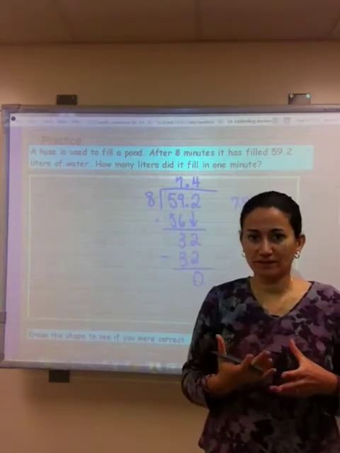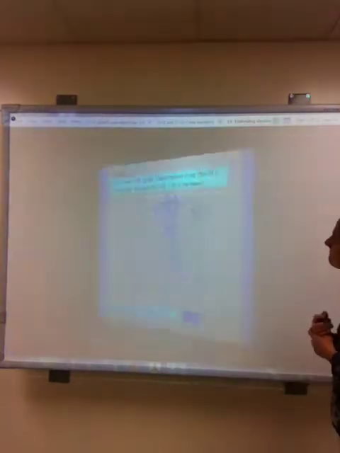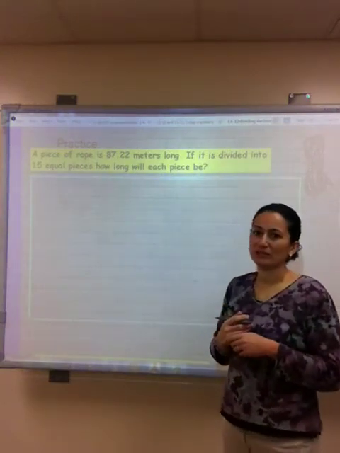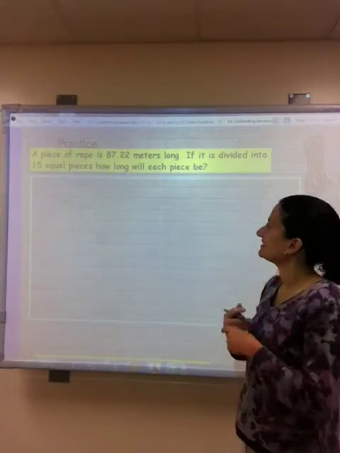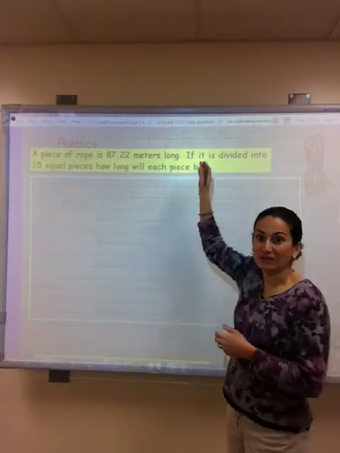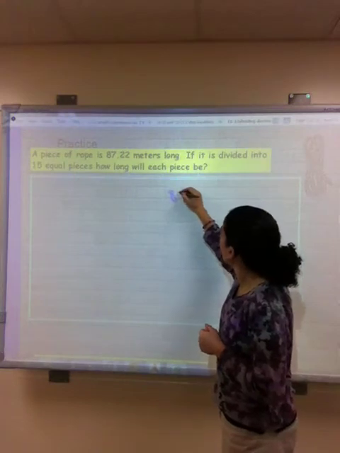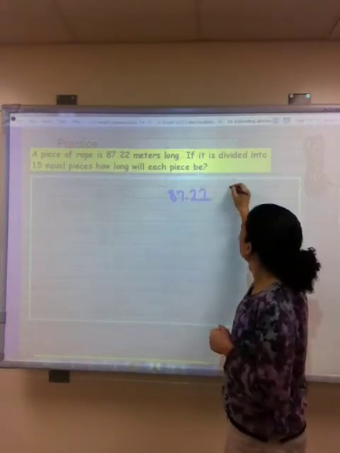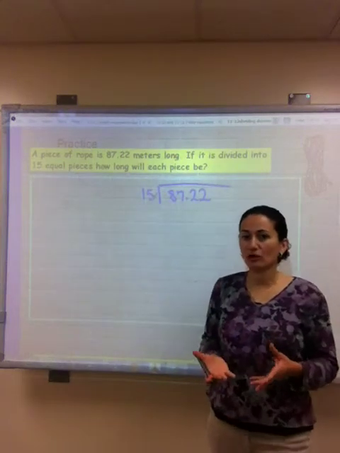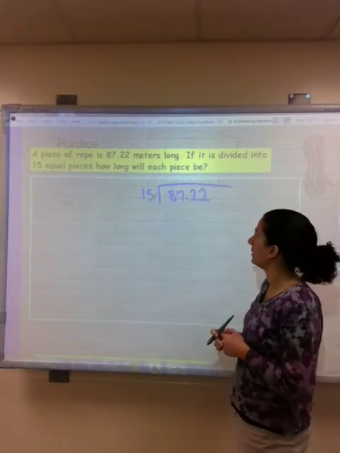I want to show you one more example of dividing by a large number. Take a look at this one. A piece of rope is 87.22 meters long. If it is divided into 15 equal pieces, how long will each piece be? Well, it tells us to divide in this problem. Anytime we're cutting something up, we're dividing. So 87.22, this time I'm dividing by 15, which makes it a little bit harder because I don't know my 15 times tables. So I'm going to have to guess and check a little bit as I go.